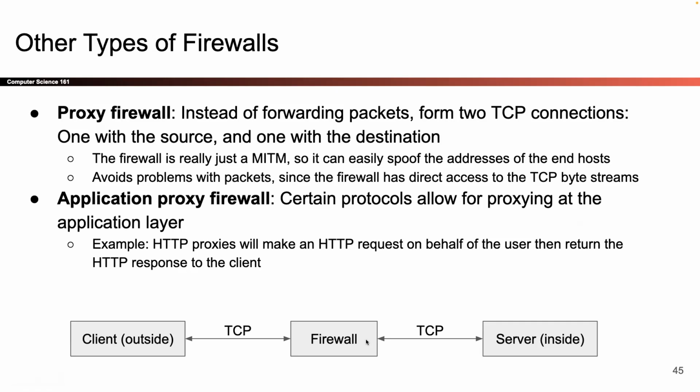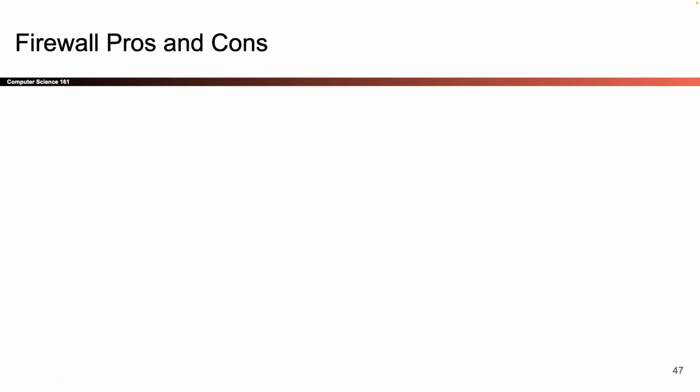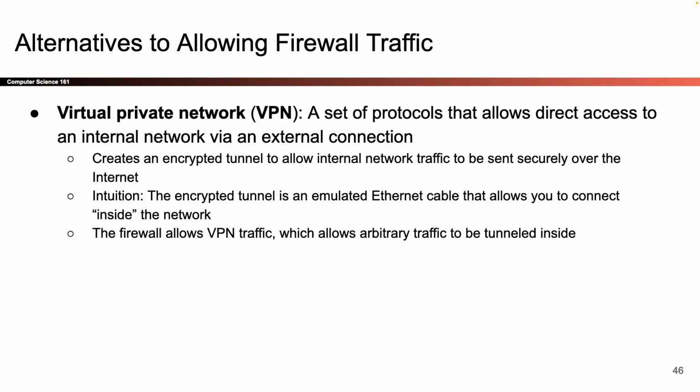If the firewall thinks it's okay, the firewall will form a new HTTP connection on the inside and then forward your messages. So that's the idea behind a proxy. We will probably see this again in a little bit, but that's the high level idea. Okay. What if you don't like firewalls, or how do you get around firewalls?